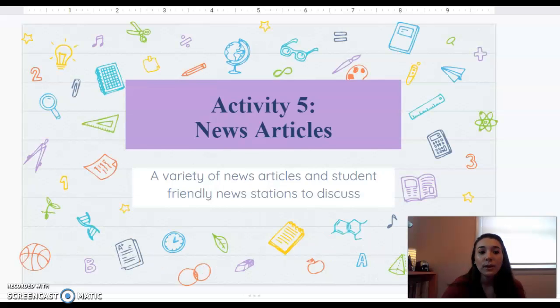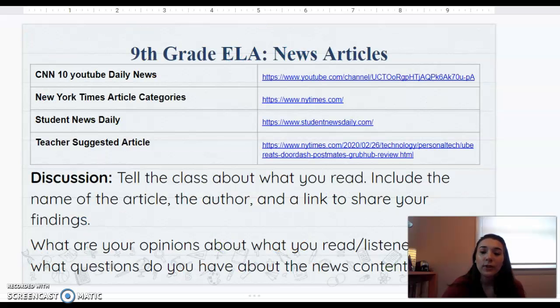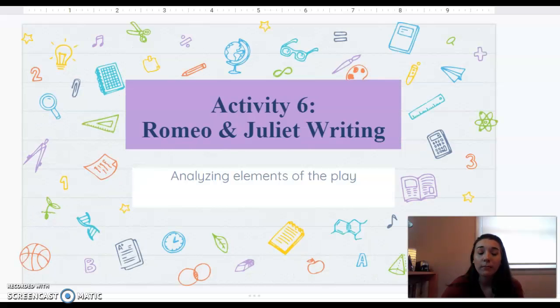Activity 5 is news articles. I give you a variety of different news platforms that you can choose from. I'd like you to tell the class about what you read or what you discovered, and also include the name of the article, the author, and the link, so that way other people can go and check out what you've been reading. And then Activity 6 is our last activity.